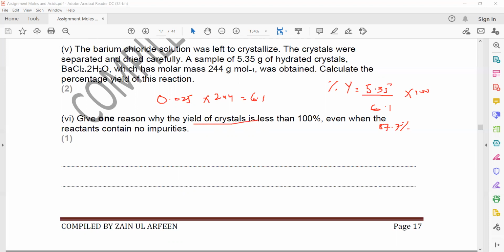Give one reason why the yield is less, even if it does not contain any impurity. Maybe not all of the solid crystallized, or maybe some of the product is lost during filtration, left on the filter paper. These are the reasons why we are not getting 100% yield.